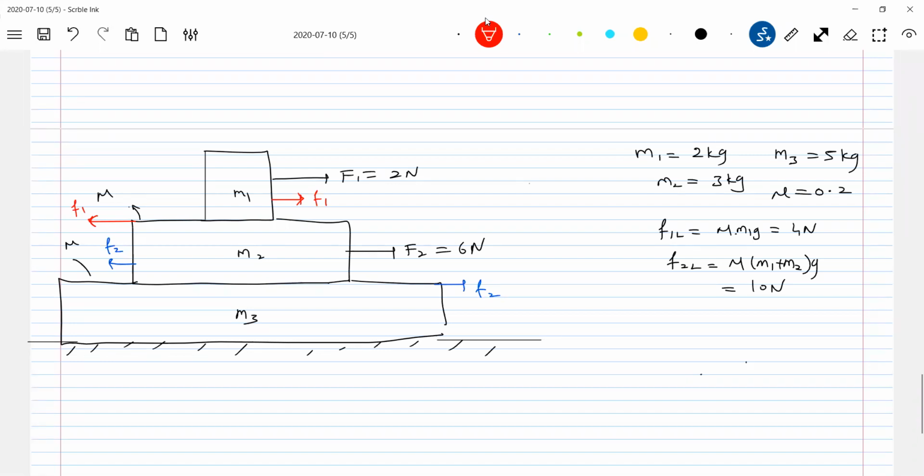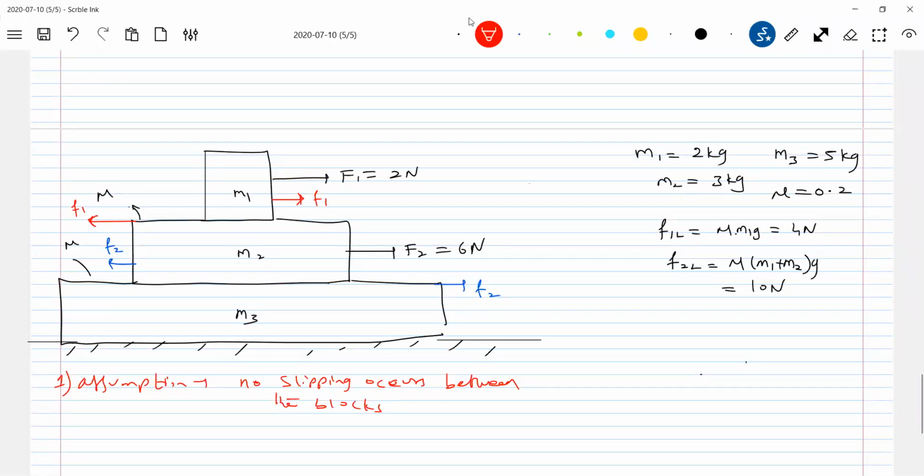What is the first assumption? We'll start with assumption 1. Always it's a practice that no slipping occurs. Assumption: no slipping occurs between the blocks. That's the first assumption.